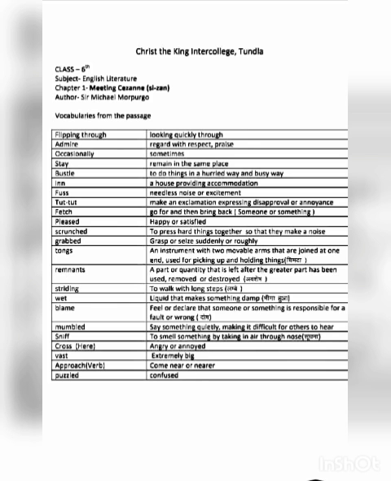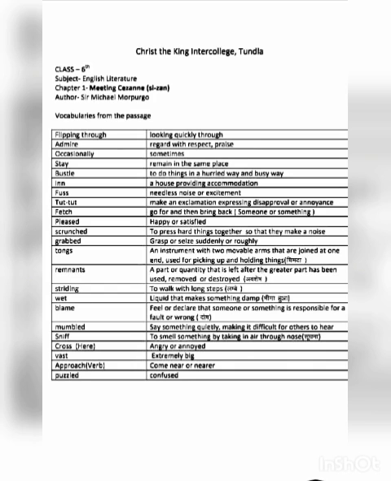Now here are the word meanings of the chapter. Number 1, flipping through. I have explained the word meanings during the chapter explanation, but again I am giving a brief explanation. Flipping through, looking quickly through, means seeing the book. Admire, regard with respect or praise. Suppose we say, I admire this leader or the principal. Occasionally means sometimes. Bustle, to do things in a hurried and busy way. Stay means remain in the same place.